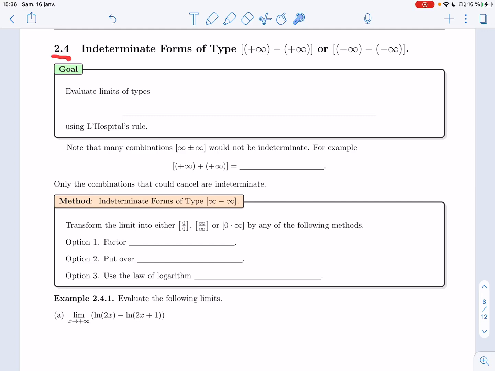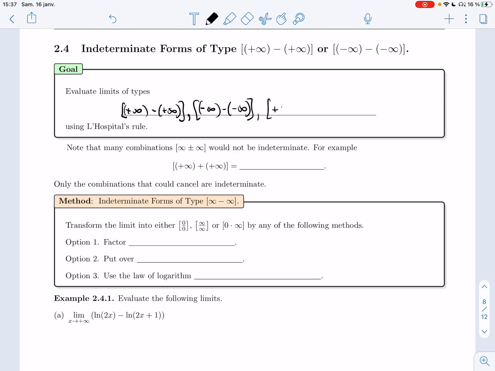In section 2.4, we want to evaluate indeterminate forms of type plus infinity minus plus infinity and minus infinity minus infinity. The goal is to evaluate limits of these types. I'm going to list more. It's any two infinities that look like you can cancel them. So the two I've just written would work, but so would anything that's close to this. Let me show you a few more.